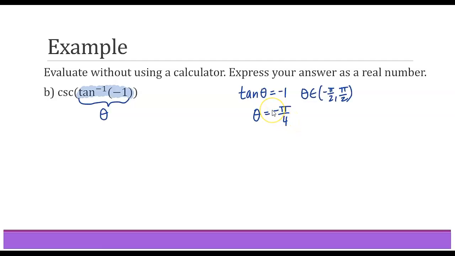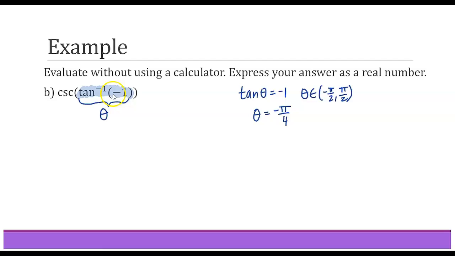So this was the best case scenario. In other words, we didn't have to draw a triangle, so we can find this value exactly. The previous one, when we had tangent theta equals 3/2, we didn't have an answer for that offhand. We would have needed to use a calculator. But here we know the value is -pi/4.